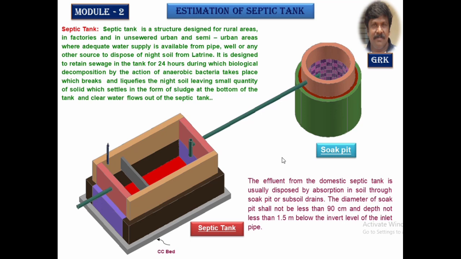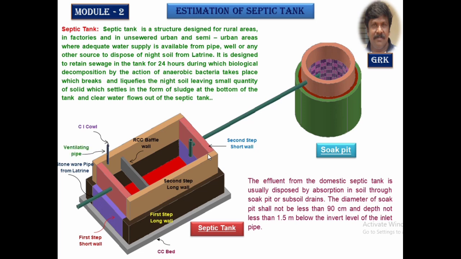Now this is the concrete plan. I will show you one by one the items that have been provided. This is a soak pit, the first step of the short wall, the second step of the long wall. All these things you try to understand properly so that it will be easy for you to estimate the quantities very easily.